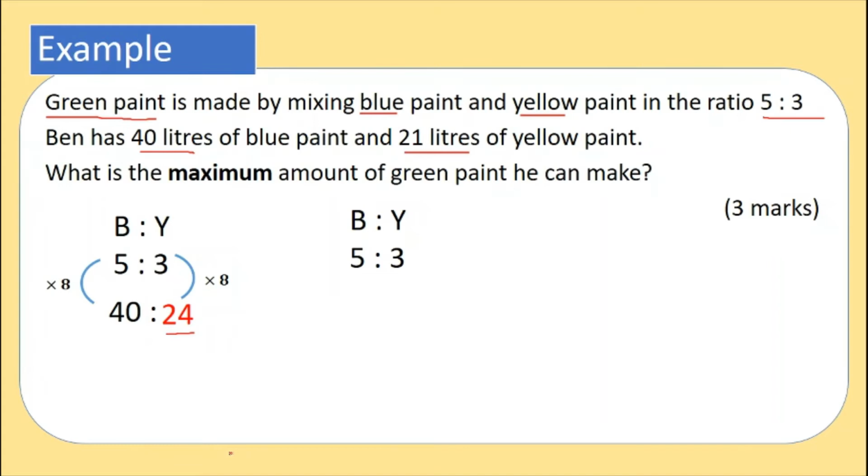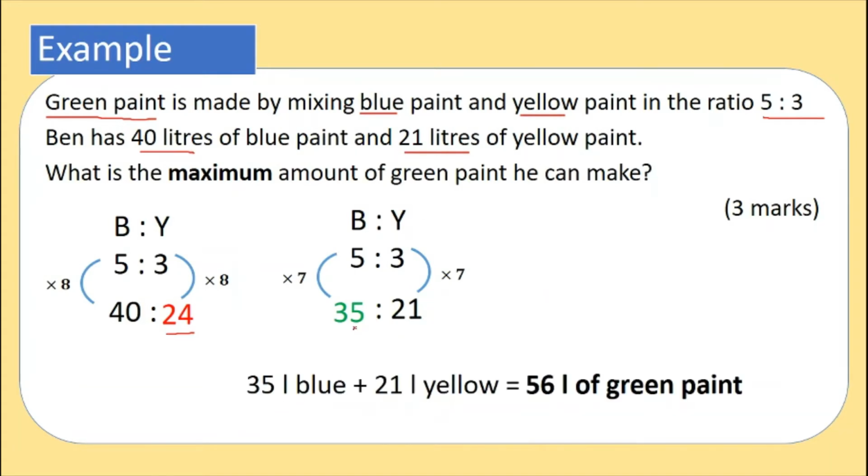So we'll try again, but this time we'll use all of the yellow paint. So I have the ratio 5 to 3 again. This time I have 21 litres of yellow paint, which means I'm timesing by 7. In which case, 5 times 7, because I have to do the same to both sides, gives me 35 litres. Well, I have 40 litres, I only need 35. I'll end up with a total of the 35 plus the 21, giving me 56 litres of paint.